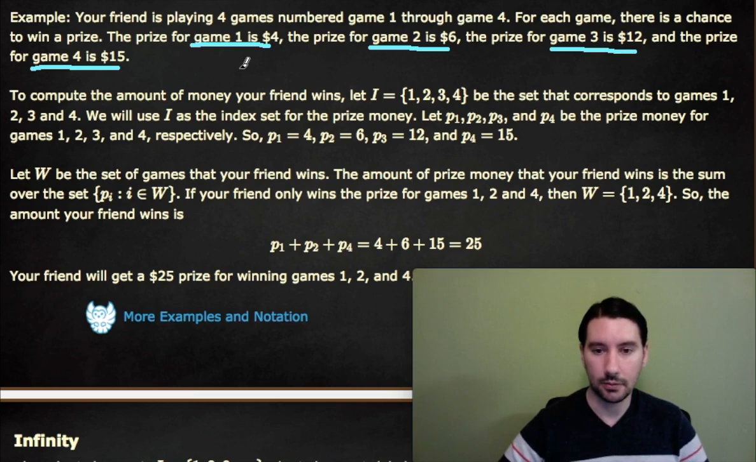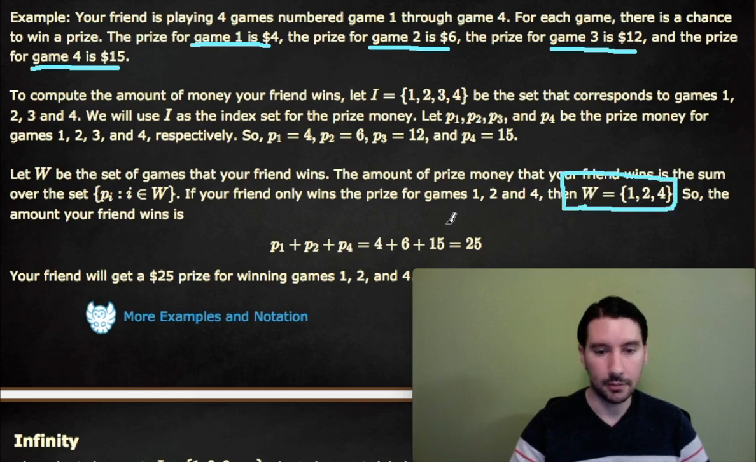So that's game 1, game 2, game 3, and game 4. Now we can use those labels to reference different things about each game. For example, the prize money. We could say the prize money is P1, P2, P3, and P4. So P1 is 4, because it's a chance of winning $4 in game 1. P2 is 6, because you could win $6 in game 2, and so on. If we want to compute the actual amount of money that your friend wins, then we're going to need a subset of the index set, W, that indicates which games he's won. So if he's won games 1, 2, and 4, but he didn't get the prize in game 3, then W, the set that he won, is {1, 2, 4}.